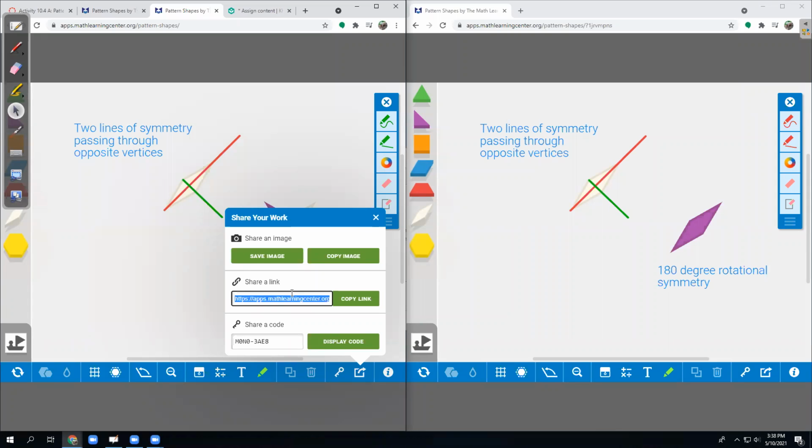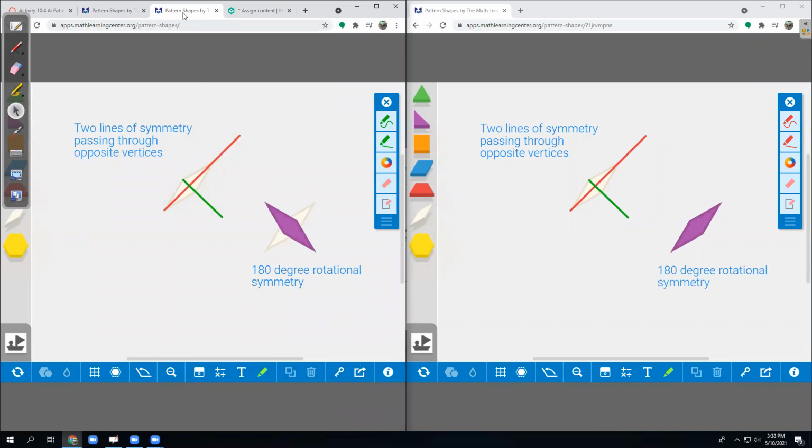So this doesn't work the same way Google Docs, Google Drive stuff does. With Google Drive, the link is always the latest version. Here, every time you make a link, it's a snapshot of that thing in time. So just an important note about using this app right here.